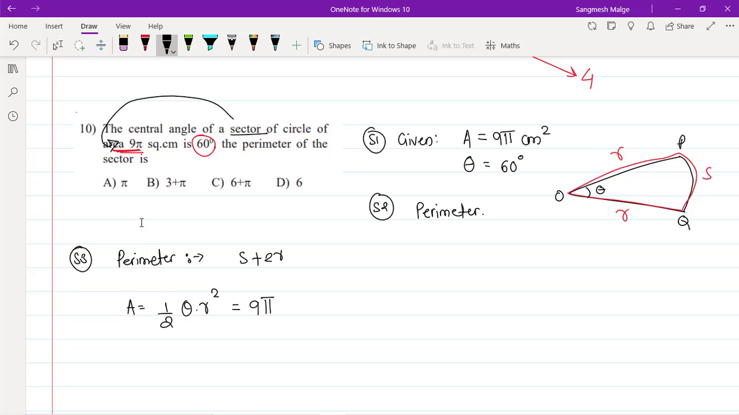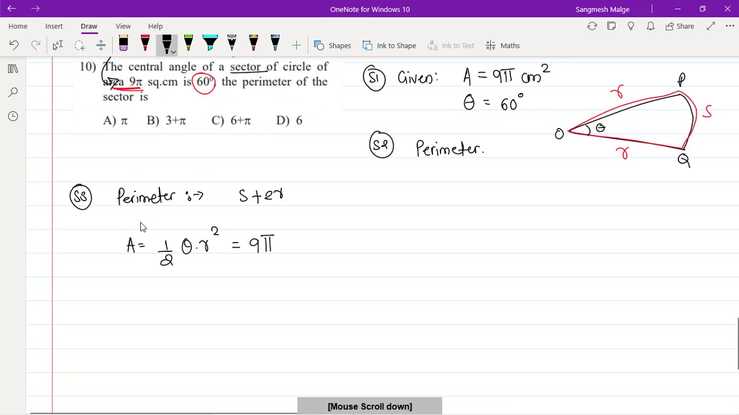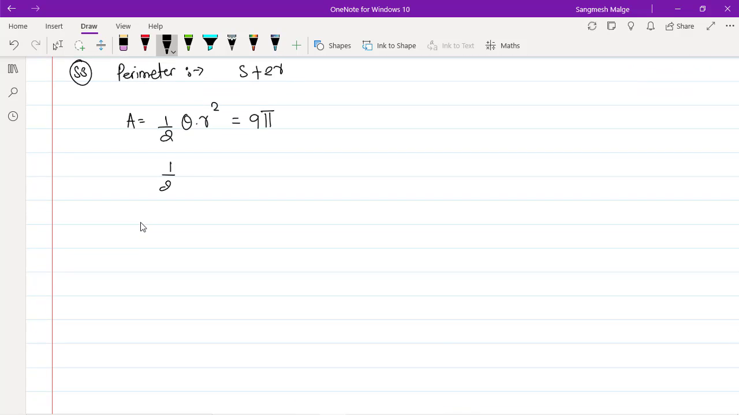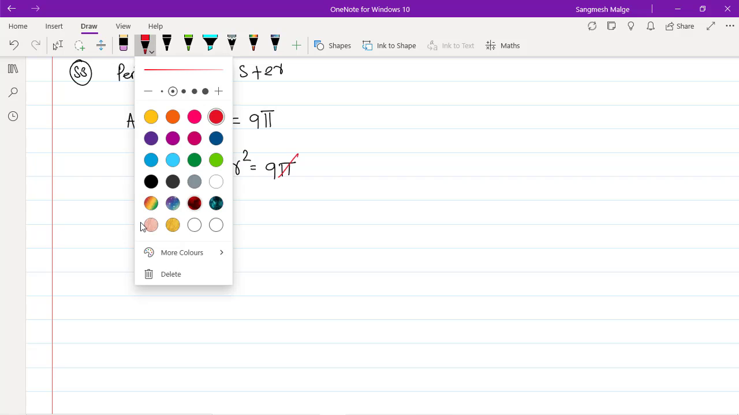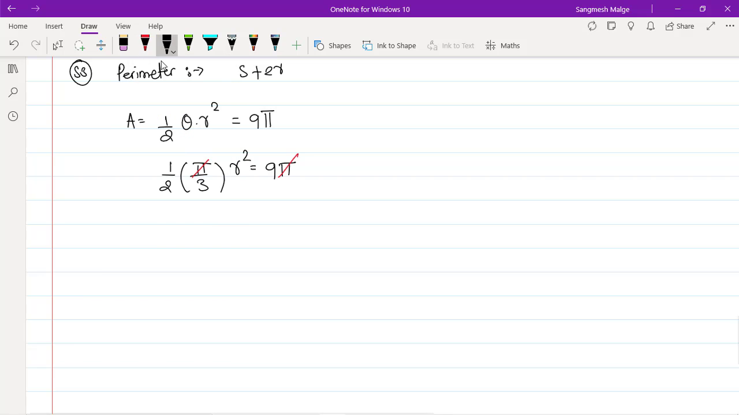Theta is known, it is 60 degrees. So 60 degrees means how many radians? It's pi by 3. So 1 by 2 into pi by 3 into R square equals 9 pi. I can definitely cancel out these two pies. 3 2 6, so 6 goes to the other side. So R square is equal to 9 into 6, which is 54.